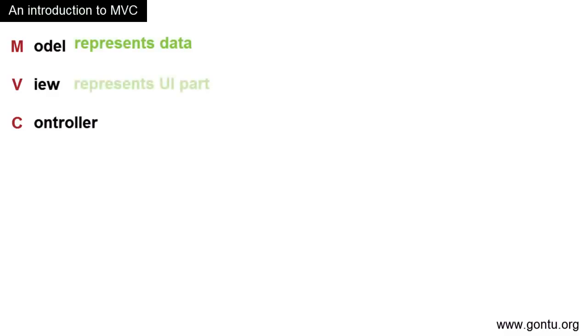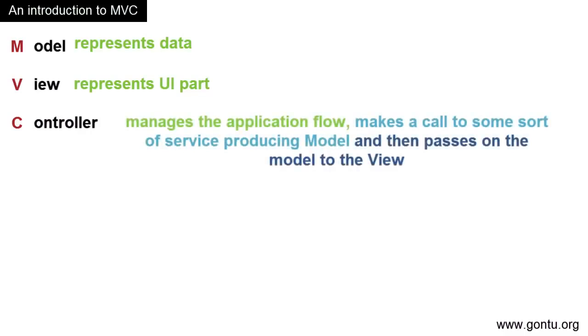It says an application should always be divided into three components called MVC: model, view and a controller. The model represents data. The view is the UI part. The controller manages the application flow, makes a call to some sort of service producing the model, and then passes on the model to the view. So this is how the overall flow works.